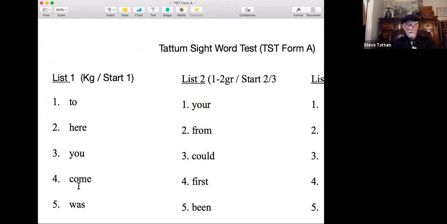Now let's look at come. What's the hard part of that word? And they might say, well, this O, shouldn't it be U? And I don't hear this E here. So these are the hard parts. Come. Okay. All right. So it doesn't look at all like it's spelled. So what is the word come? All right. You know these words so far. Let's read what you got. To, here, you, come. What's the hard part? The O and the E.